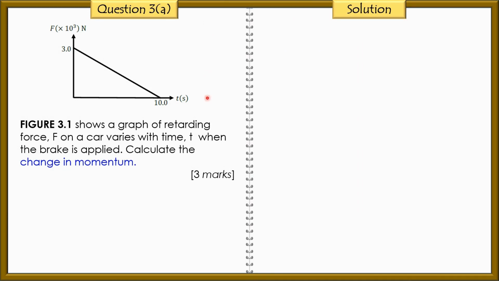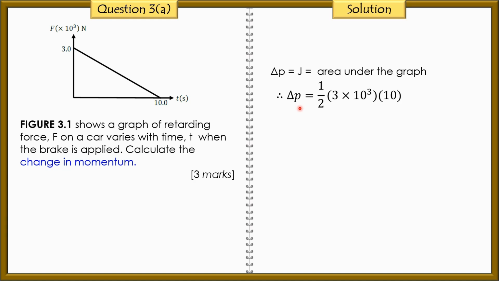Question 3a. The figure shows a graph of retarding force F on a car varying with time t when the brake is applied. Calculate the change in momentum. So this question has a few pieces of hidden information. Firstly, referring to the graph of F versus t, we know that the area under the graph gives the impulse. But the question asks you to calculate the change in momentum. Because of that, from the impulse-momentum theorem, we can calculate the change in momentum as the area under the graph.